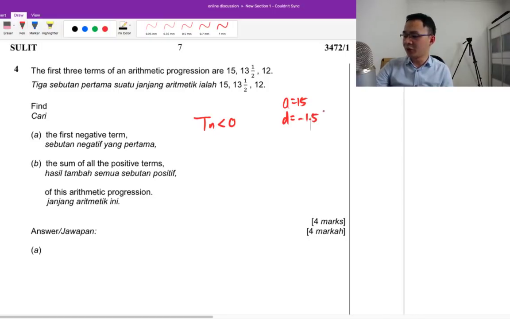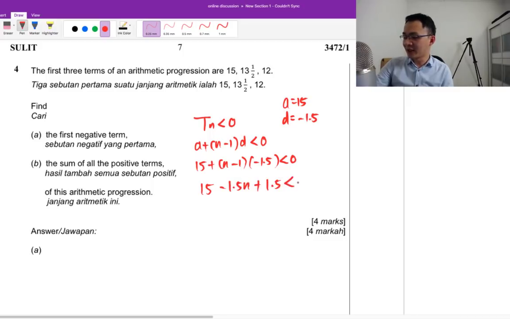Alright, so what I will do over here is I will sub the Tn formula, which is A plus n minus 1D is less than 0. So my A is basically 15 plus n minus 1, D is negative 1.5, which is less than 0. So I have 15 minus 1.5n plus 1.5, which is less than 0. Then I will get 1.5n to the other side. Here I will get 16.5. Then my n should be bigger than 11. n needs to be bigger than 11, so my n should be 12.